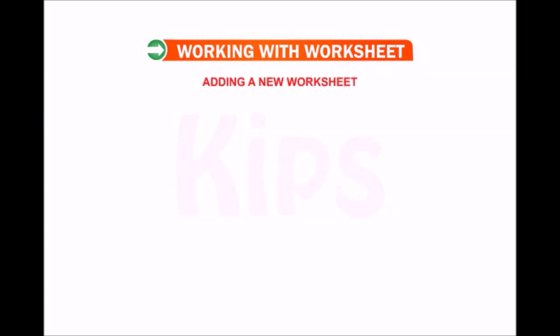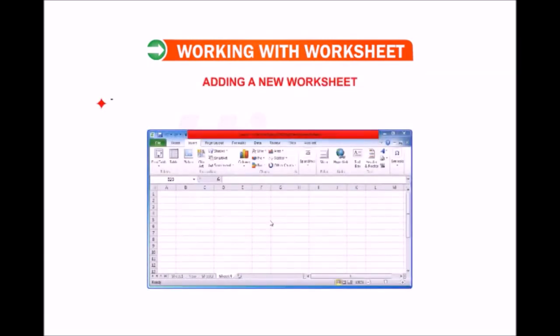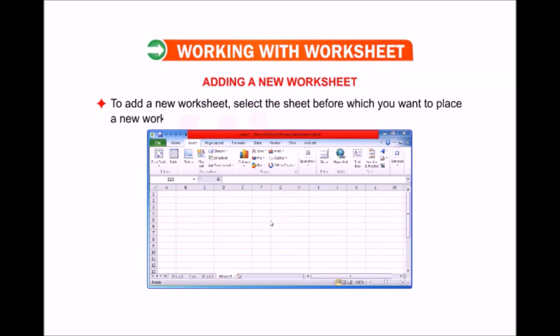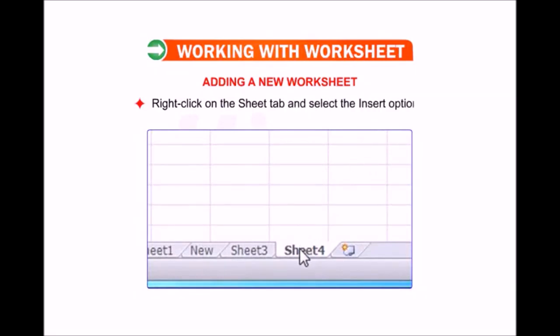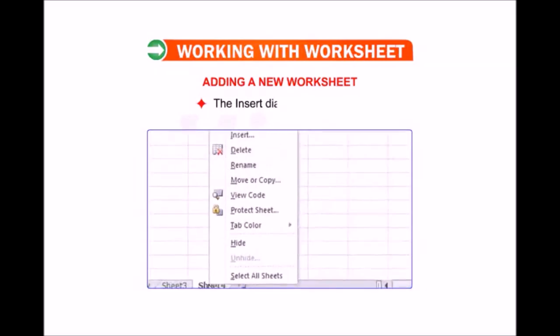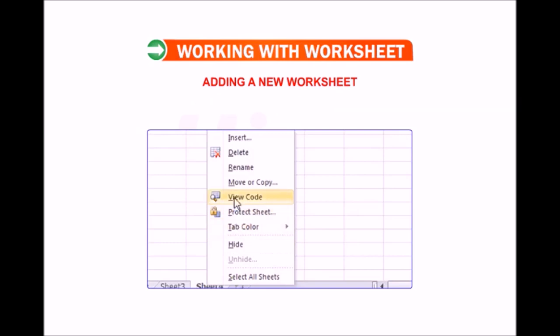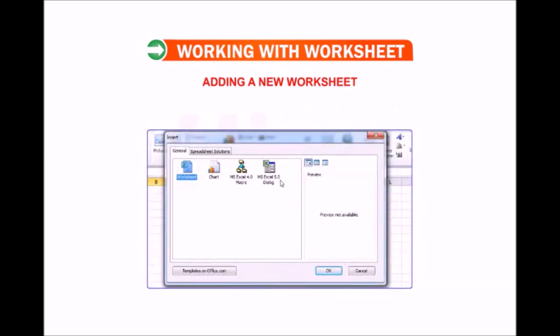Let us now learn how to add a new worksheet. To add a new worksheet, select the sheet before which you want to place a new worksheet. Right-click on the Sheet tab and select the Insert option. The Insert dialog box appears. Select the Worksheet option and click OK. You will notice a new worksheet gets inserted before the selected worksheet.